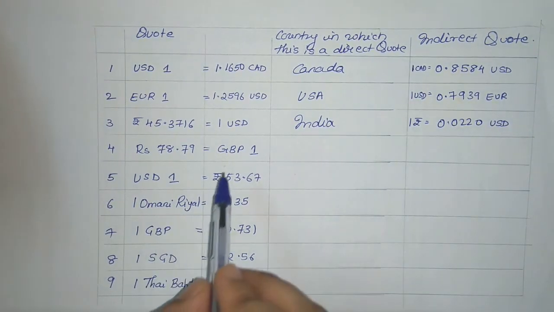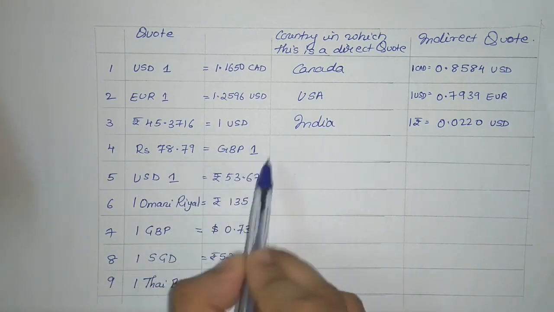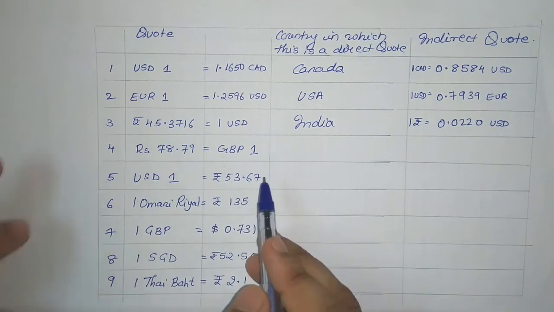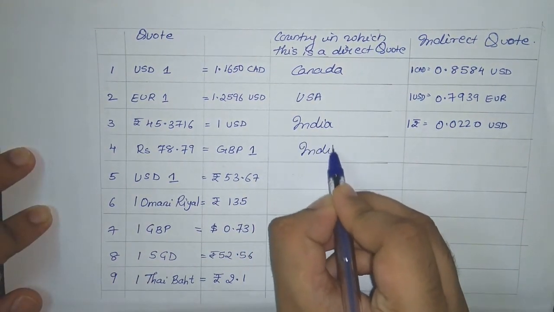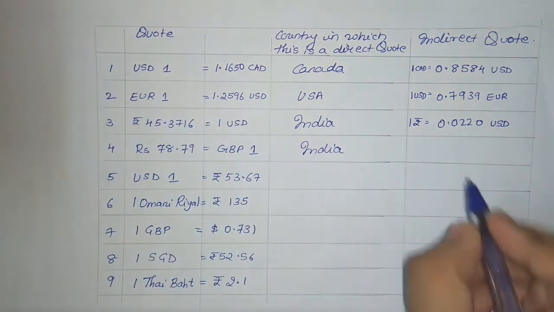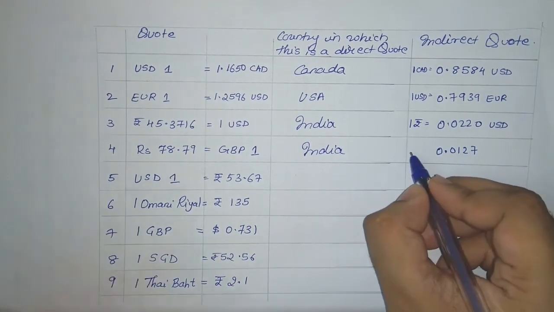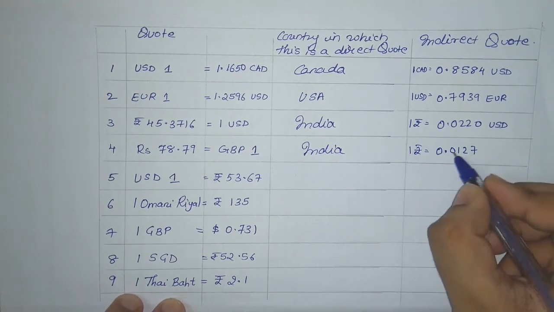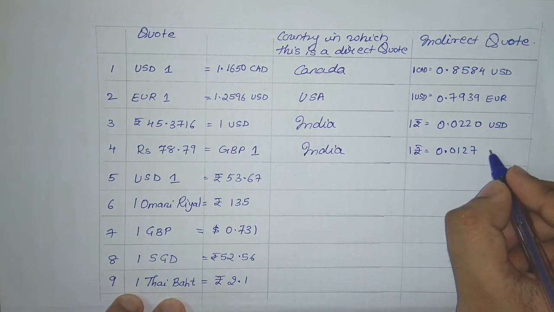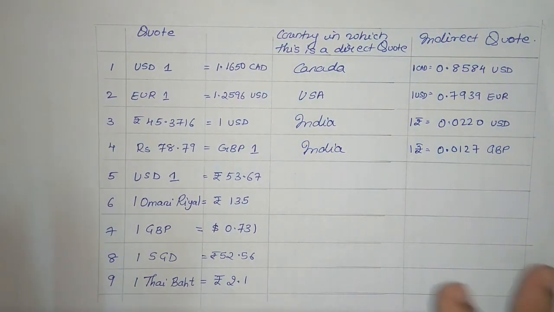The next, 1 Great Britain pound is equal to rupees 78.79. The base currency is Great Britain pound. So the country in which it is a direct quote is India. In order to find the indirect quote, we'll again find the reciprocal, that is 1 divided by 78.79, which is 0.0127. So here again 1 rupee is equal to 0.0127 Great Britain pound. Okay, I hope all these answers are correct as the way you all have solved it.